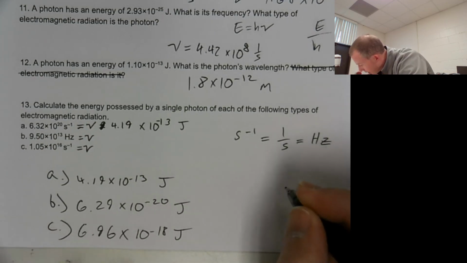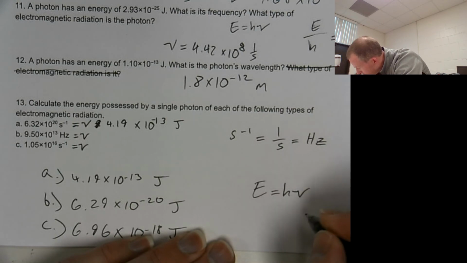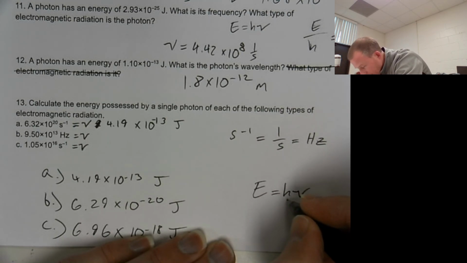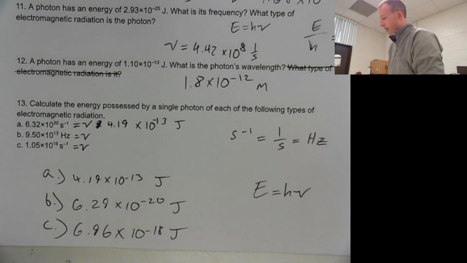So all three of these, all I did was just do E is equal to HV. H is the constant number, Planck's constant. V is whatever's given to you here, so you just multiply them together, and that's where you got your answer.